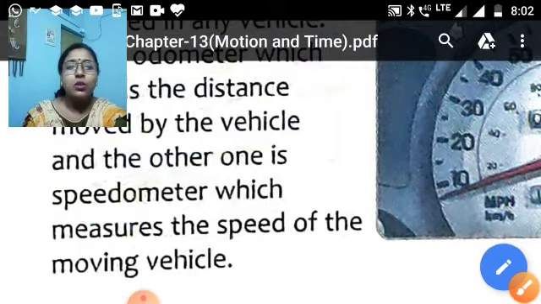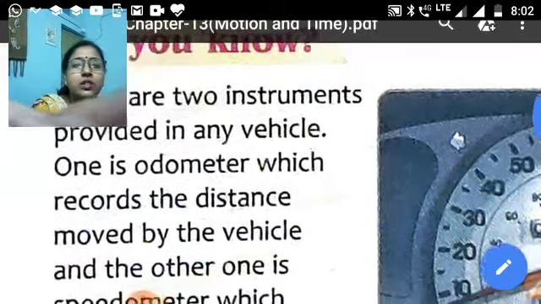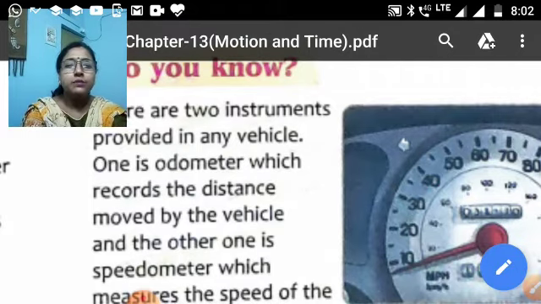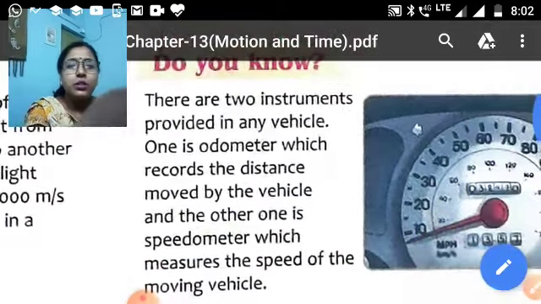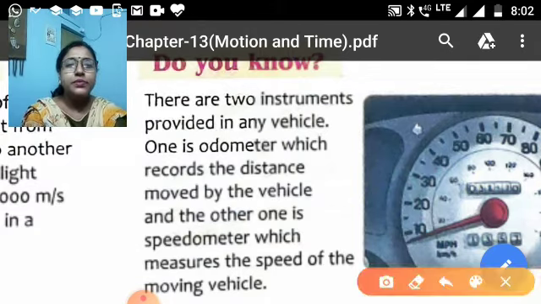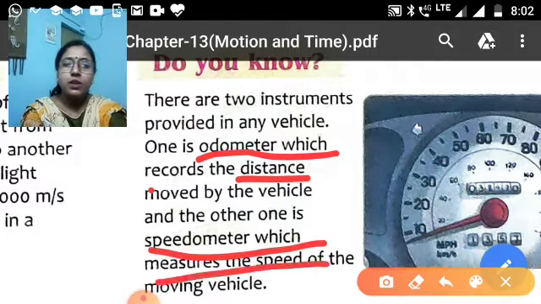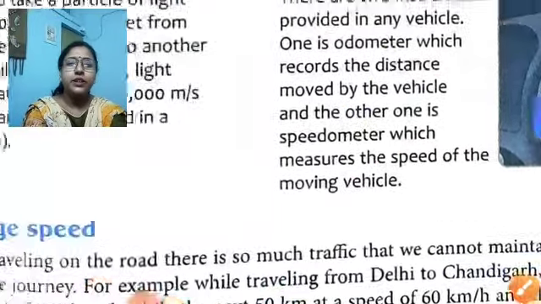You can say that the odometer records the distance moved by the vehicles, and the speedometer measures the speed of the moving vehicles. So underline this line. Is it clear? So this is about the odometer and speedometer.